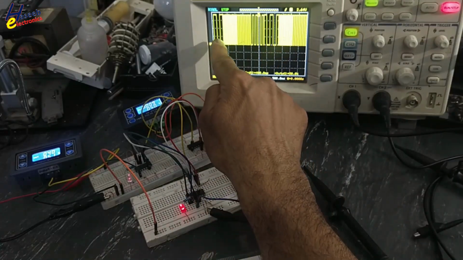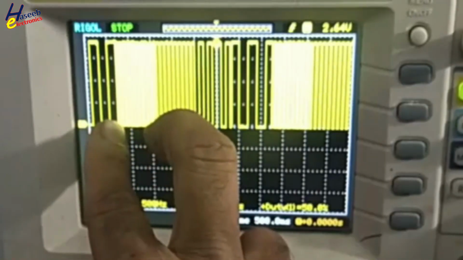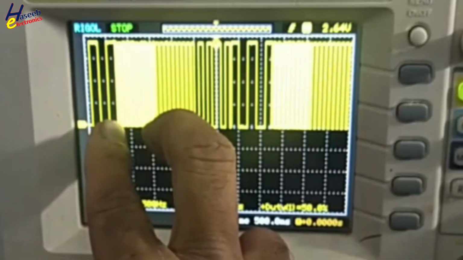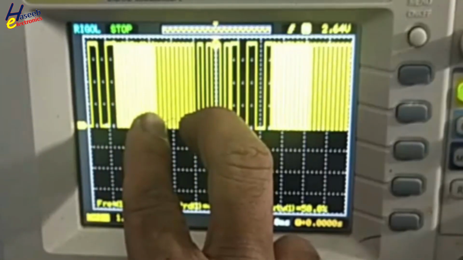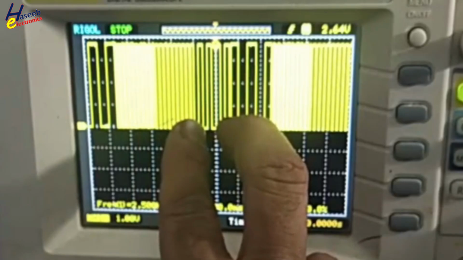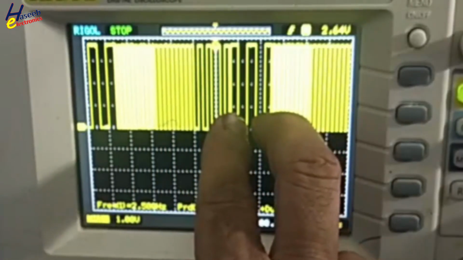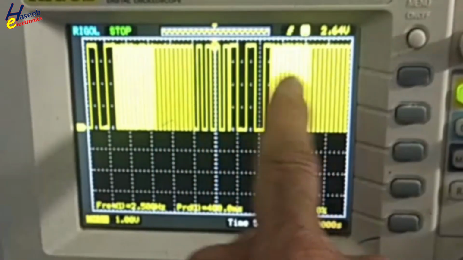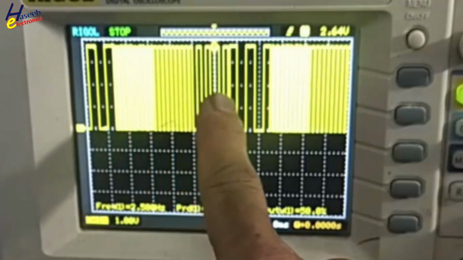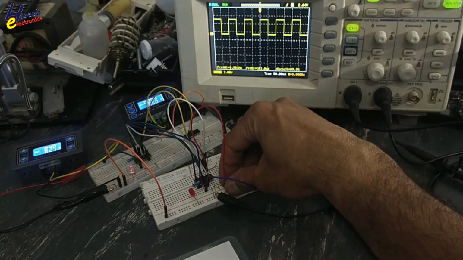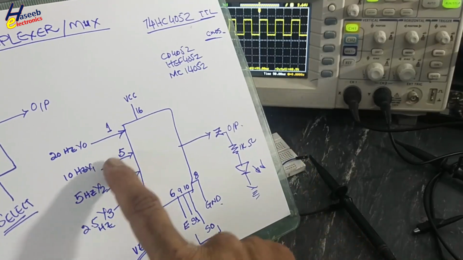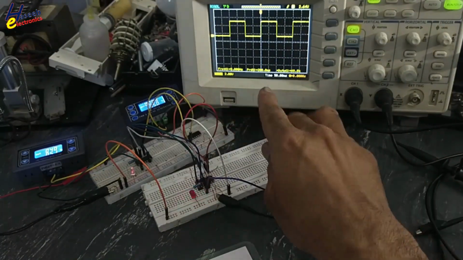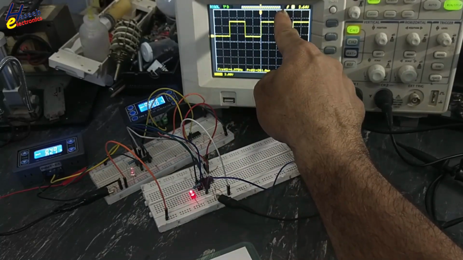If you see this sample, in this portion there is a high density signal, that is 20 Hz. Then this low frequency, 10 Hz. Then in this portion 5 Hz. Then 2.5. Then again 20, 10, 5, 2.5. If I connect 1, 0, that is the binary address, at that time the 5 Hz signal will reach the output. That is this 5 Hz signal here.